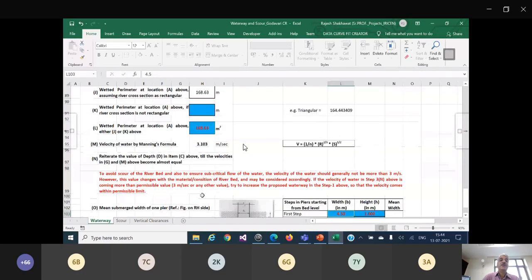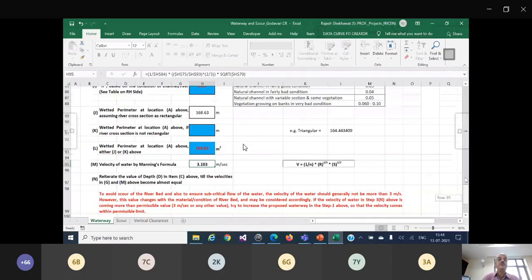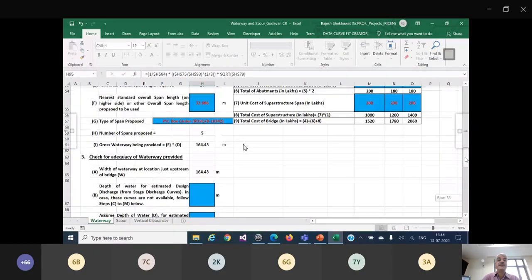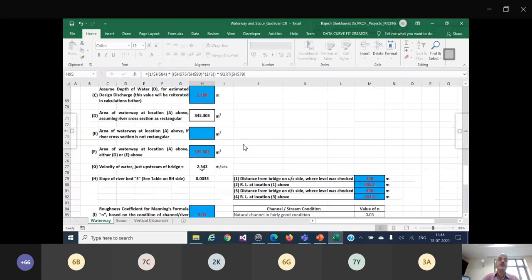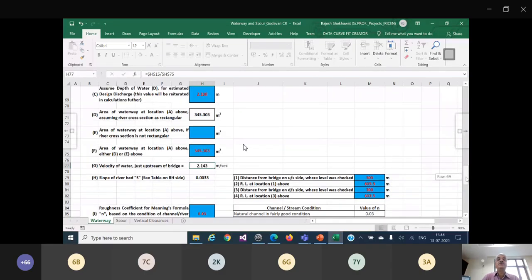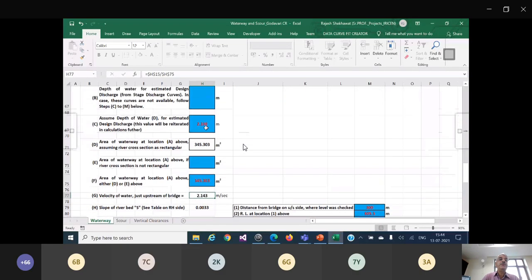168.63. So now velocity of water, number one, it is becoming more, 3.1, and here from the first consideration it was coming 2.1. So we have to increase this value and we have to decrease that value. So you keep on changing the depth of water. Let us say I change depth of water to 2.2 meters. Just to give you an example.